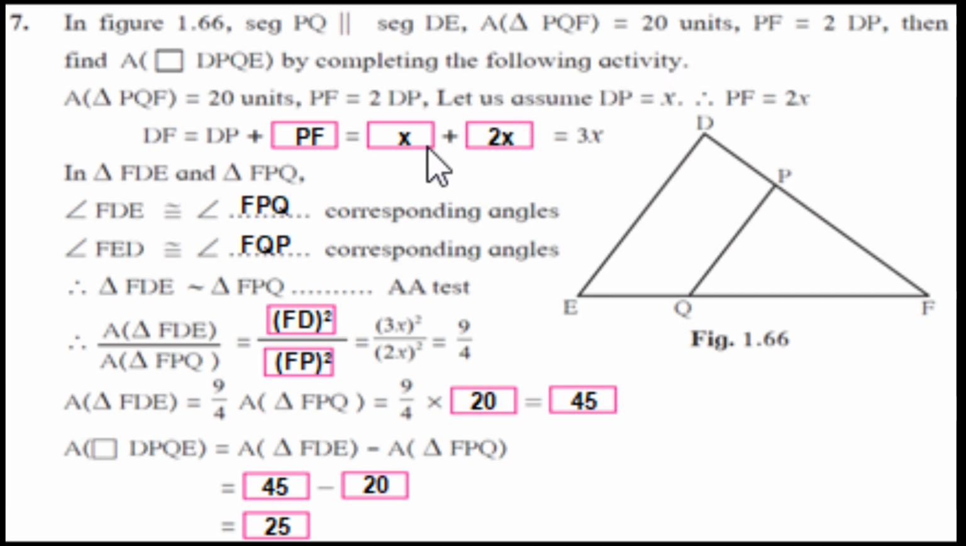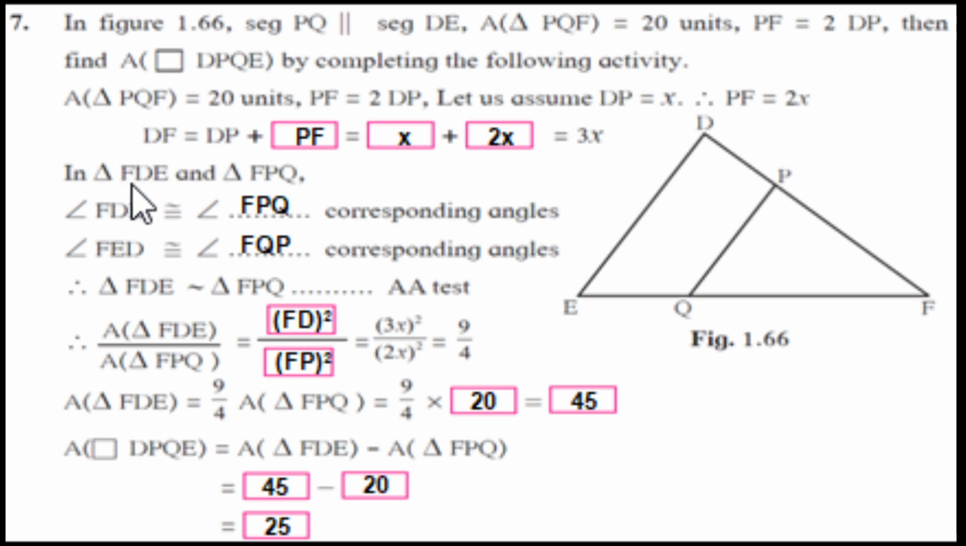You know very well, if you see the new pattern of your SSC board, many activities are generally directly asked for 2 marks, 3 marks, or many times for 4 marks also. Then area of triangle PQF is equal to 20 units. PF is twice DP. So let us assume DP is x, therefore PF is 2x. Then DF is equal to DP plus PF. So x plus 2x is equal to 3x.